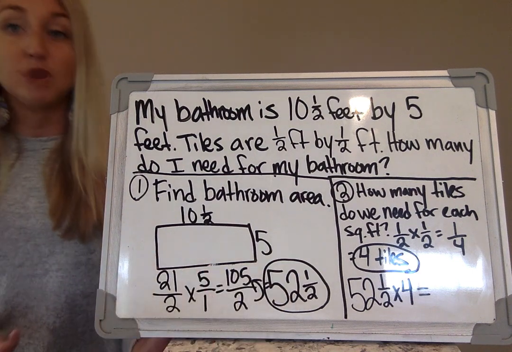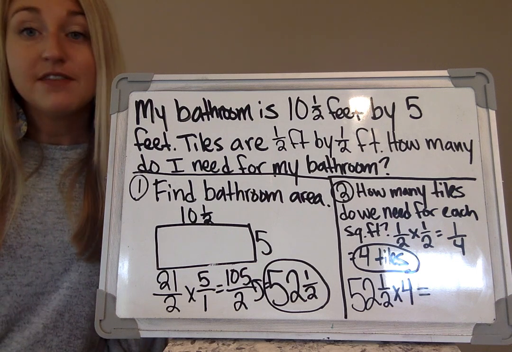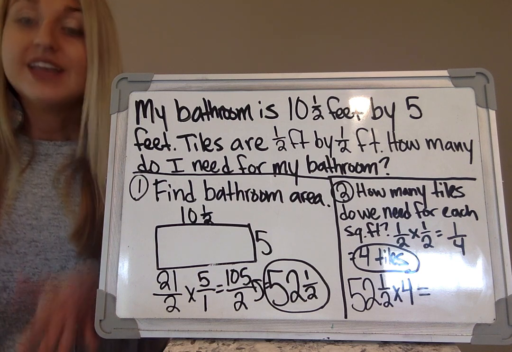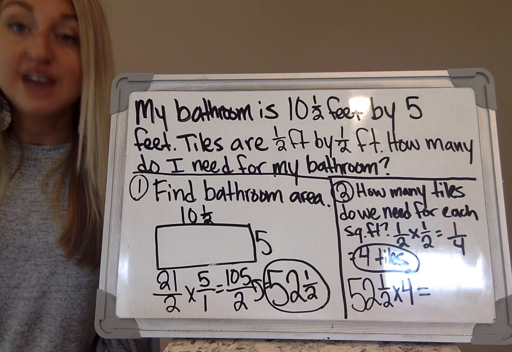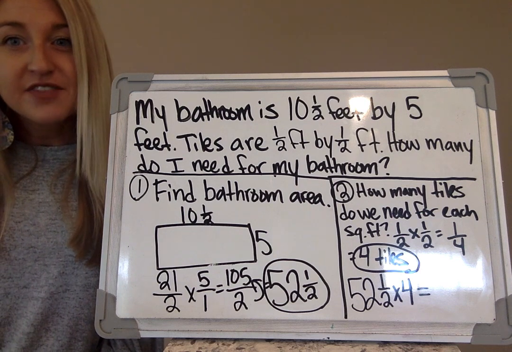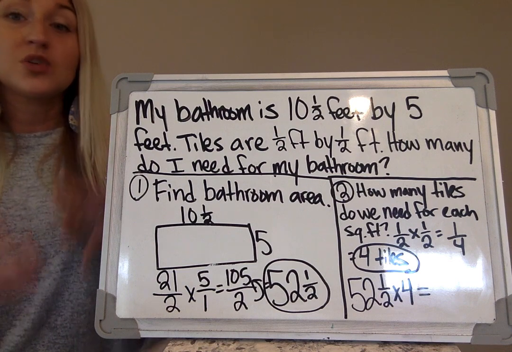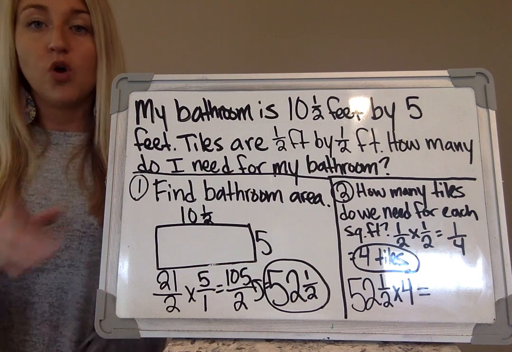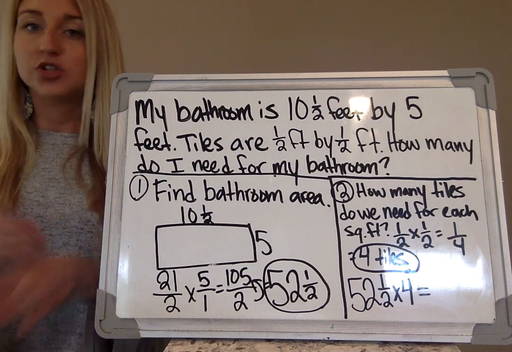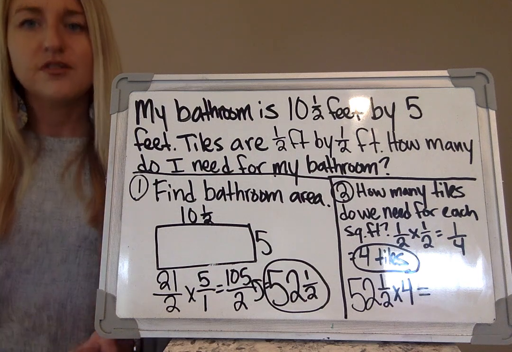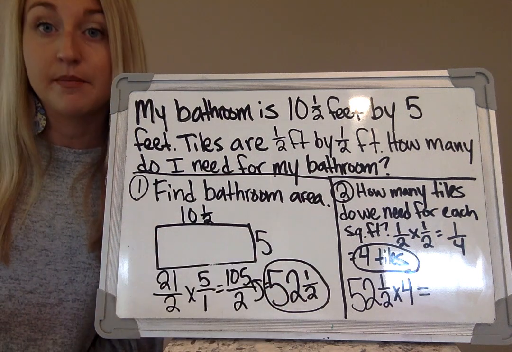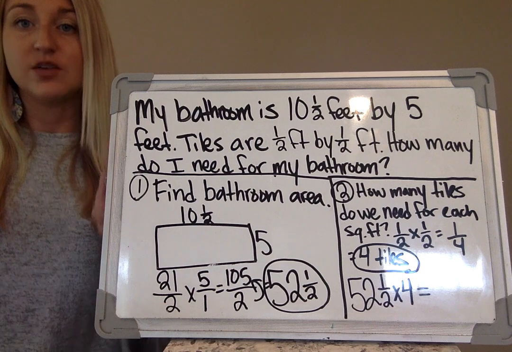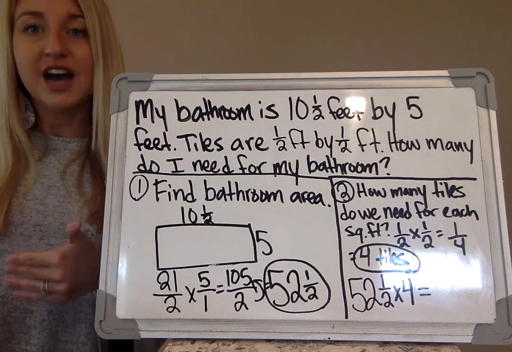So what I did here is I just multiplied my length times my width, and I found that my bathroom is 52.5 square feet. That's how much space that I need to cover with my tile. The next step, we're working towards how many tiles we need now. If our tiles were each 1 whole square foot, of course, we would need 52.5 of them. But the problem is my tiles are 1/2 foot by 1/2 foot, length and width. So we're going to find the area of each tile as well.